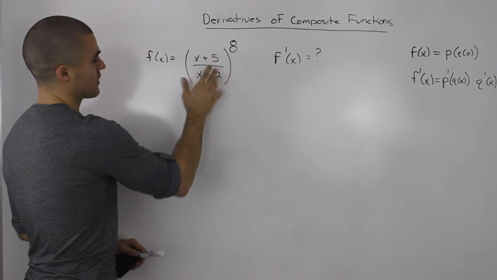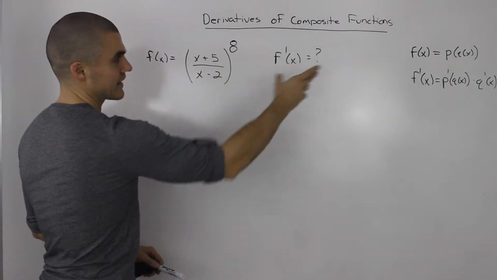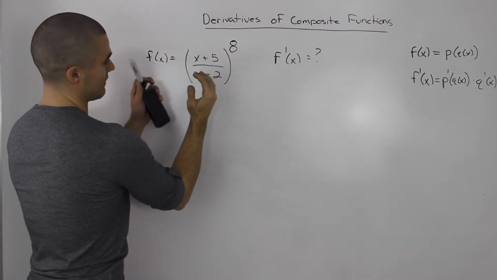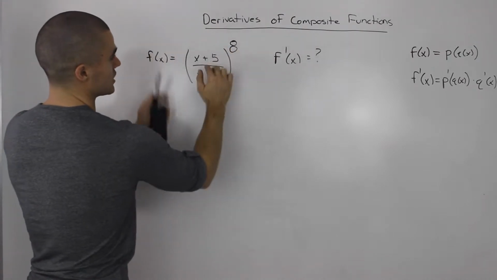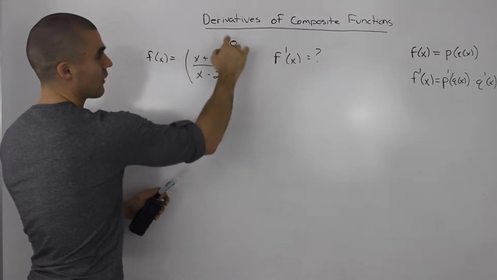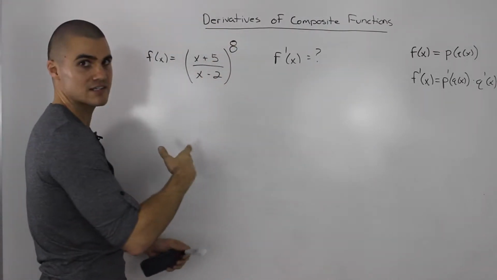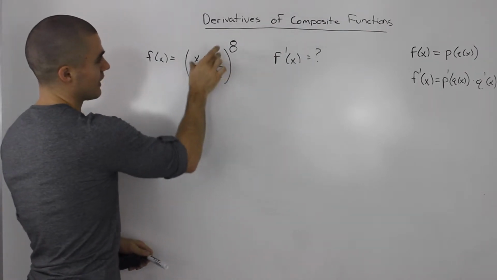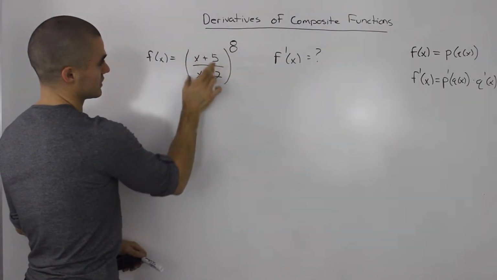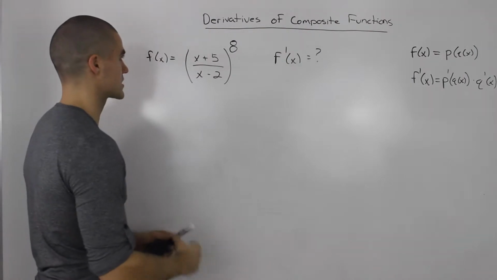This (x + 5) over (x - 2) is like that q of x, and that function is within a big function to the power of 8, right? So our p of x is like x to the power of 8, and then our q of x is this function inside, this (x + 5) over (x - 2).